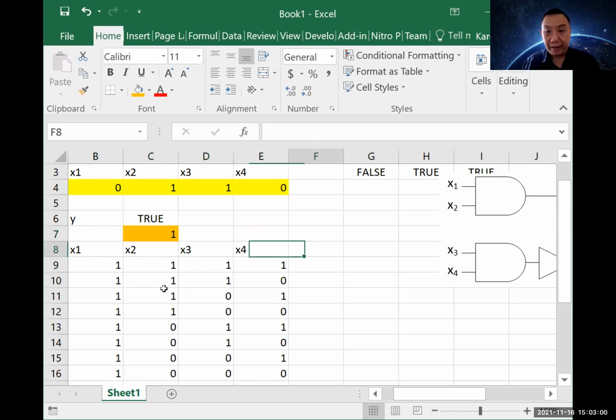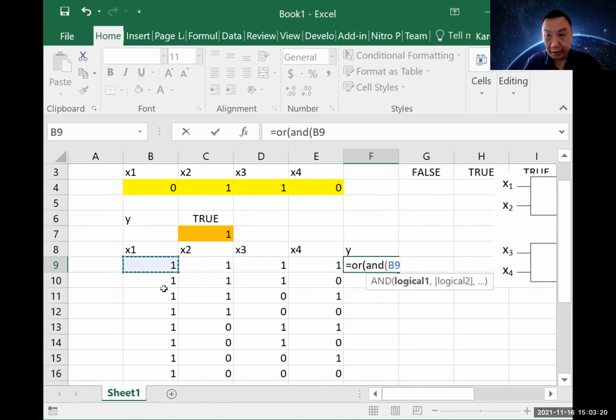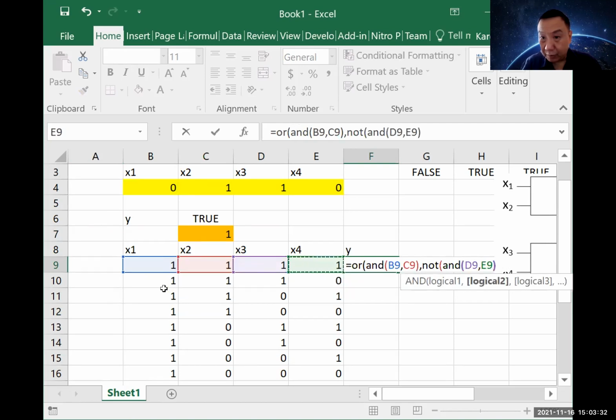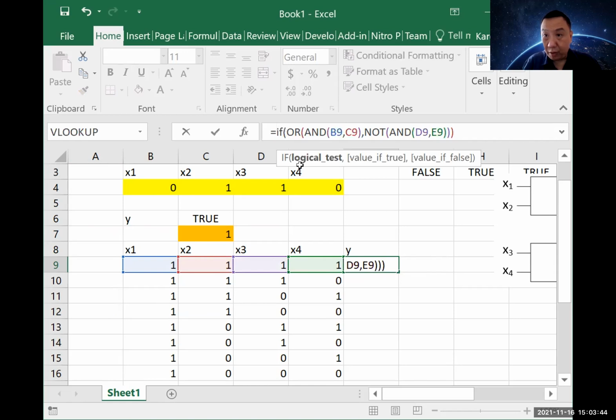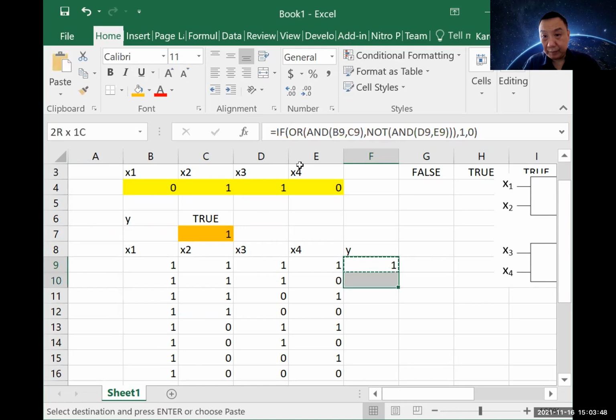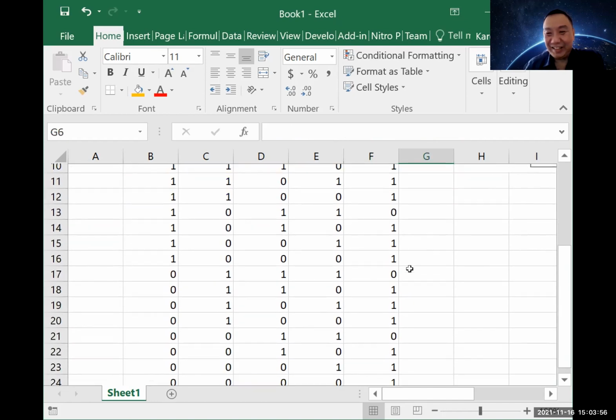So now you can get the y here. How do you get the y? The same way. You make it an OR of the AND of x1 and x2, and then the NOT of the AND of x3 and x4, and you close the bracket. If true, it becomes 1, otherwise 0. Then I copy everything here. Oh, it's not a tautology, right? So this is all possible values.